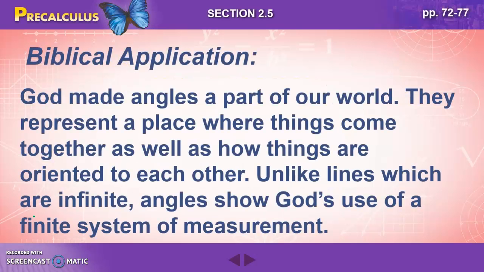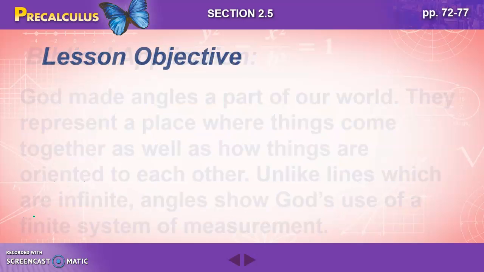Our biblical application continues for this unit: God made angles a part of our world. They represent a place where things come together, as well as how things are oriented to each other. Unlike lines, which are infinite, angles show God's use of a finite system of measurement. So we are really getting a handle on graphing and solving for different functions and equations, so that when we put this into the Cartesian plane and look at different angles, we're able to find precise and finite measurements.